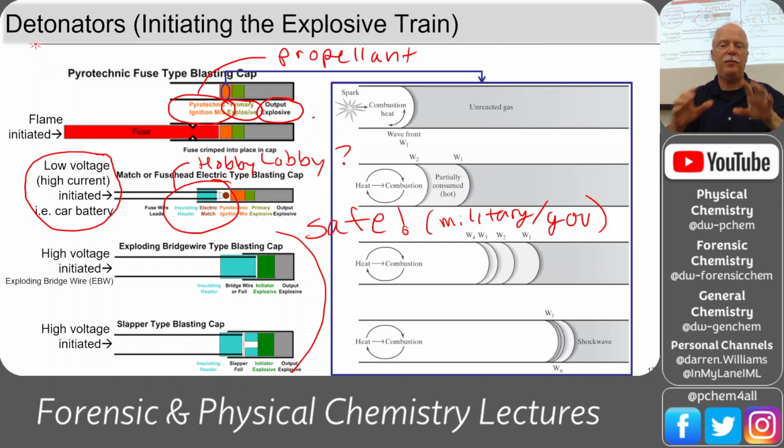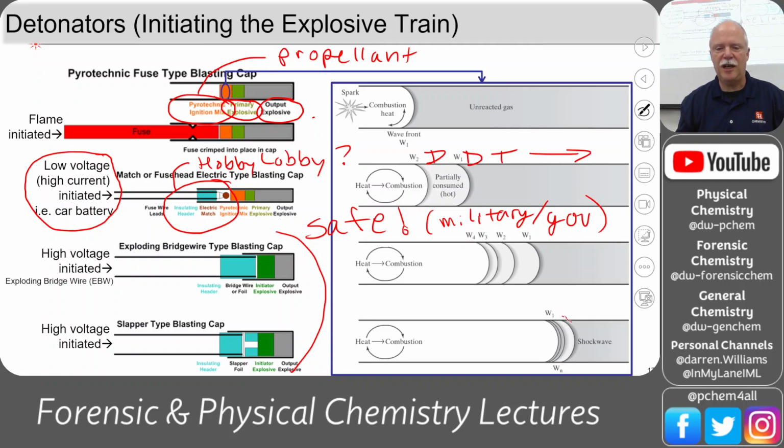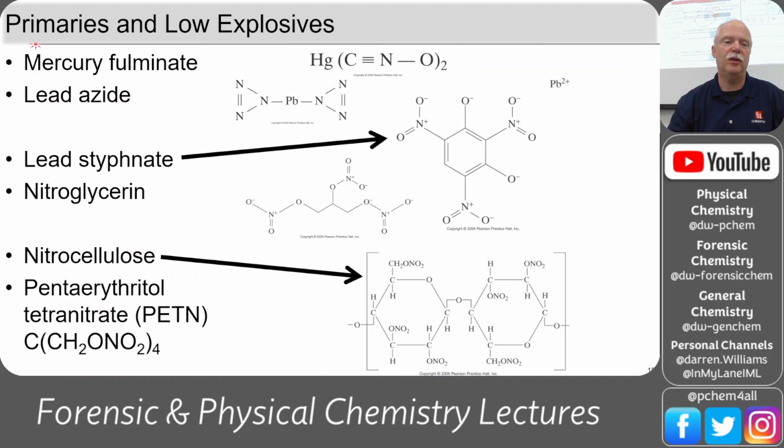A slapper type, instead of gold, they just have a plastic film. Same kind of thing. Enough voltage goes through, it sets a shock wave of this evaporated plastic that slams into the metal, slams into the initiator explosive. Okay. Once you get it started, then you have the deflagration to detonation transition. So D, D, T, and we have this shock wave that builds up. And once you have that shock wave going, then you can put that into an output explosive.